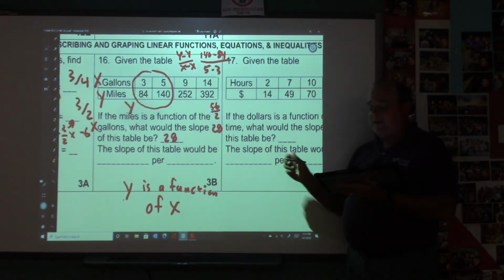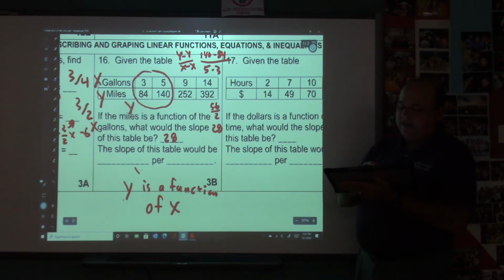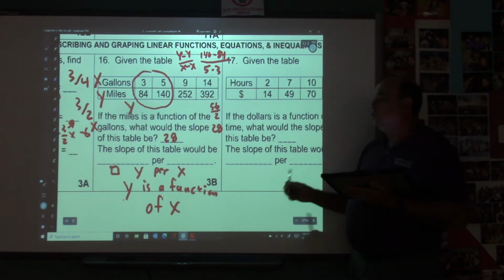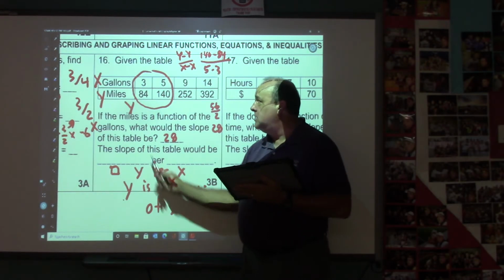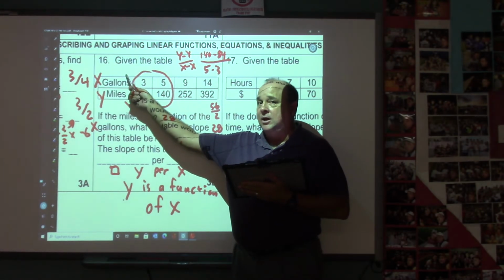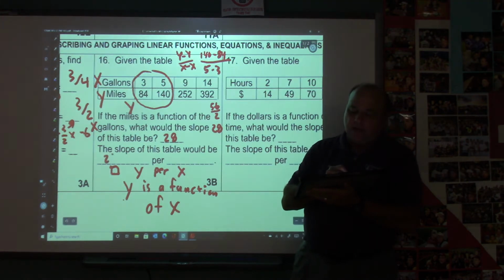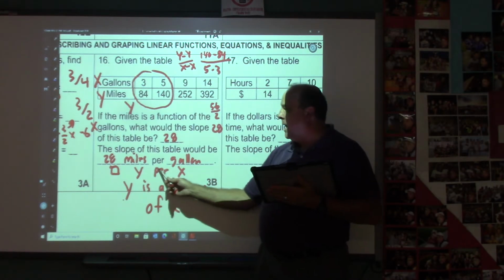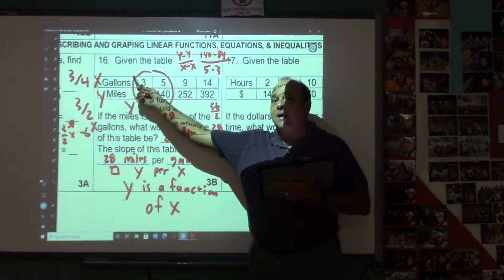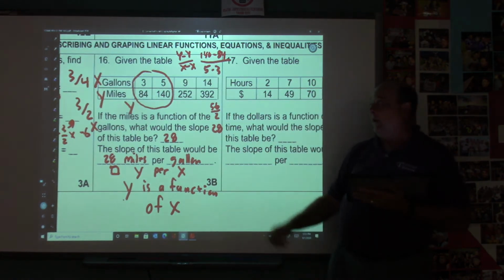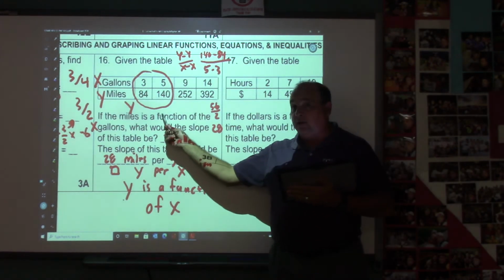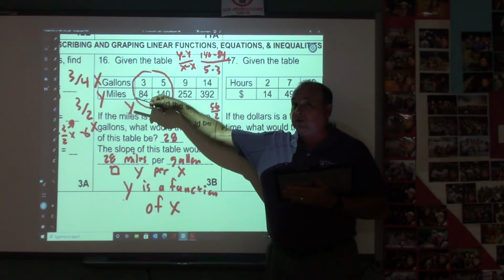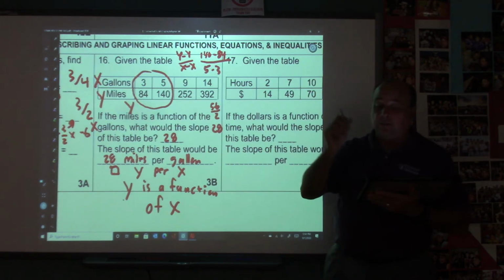Now then, the slope of this table, you write your slope, write this down. It's a box, and then you write down the y per x. So whatever your slope is, y per x. My y is miles and my x is gallons, right? So this is going to be 28 miles per gallon. So remember, slope is always y per x. So you write your y word down and your x word down. And then always remember y is a function of x on this problem because these could be flipped. Sometimes the y will be on top. That's important.